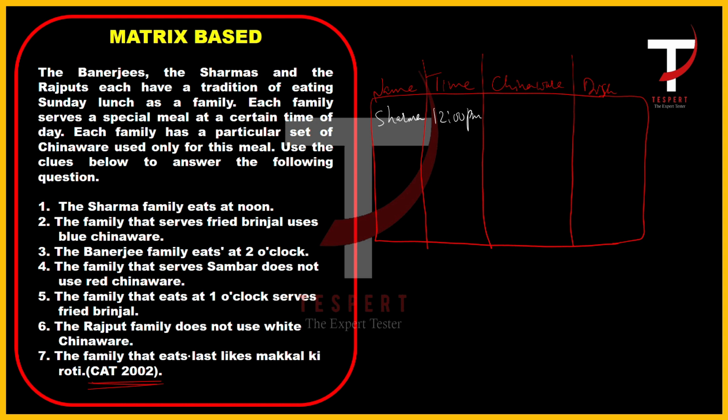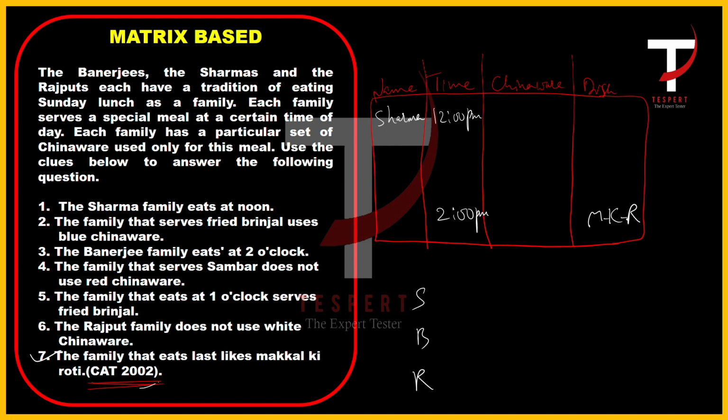Next, the family that eats last. Consider statement 7. The family that eats last likes makkal ki roti. Okay, so there are three families: Sharma's family, Banerjee's family, and the Rajput's family. So the family which eats last, that means which eats at 12 to 1, 1 to 2, 2 o'clock, likes which dish?